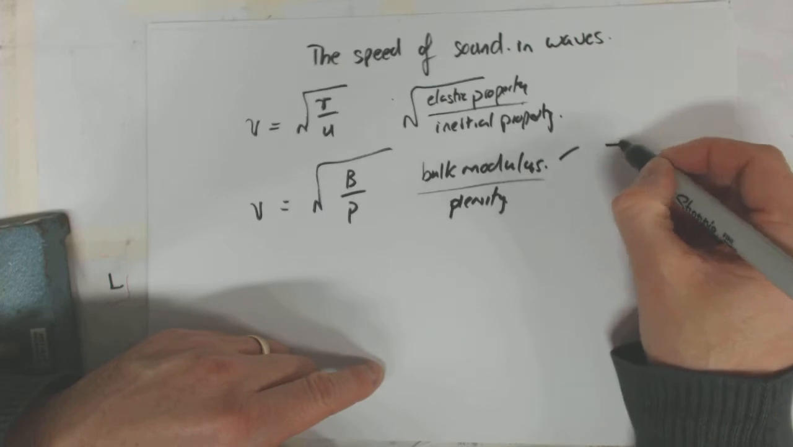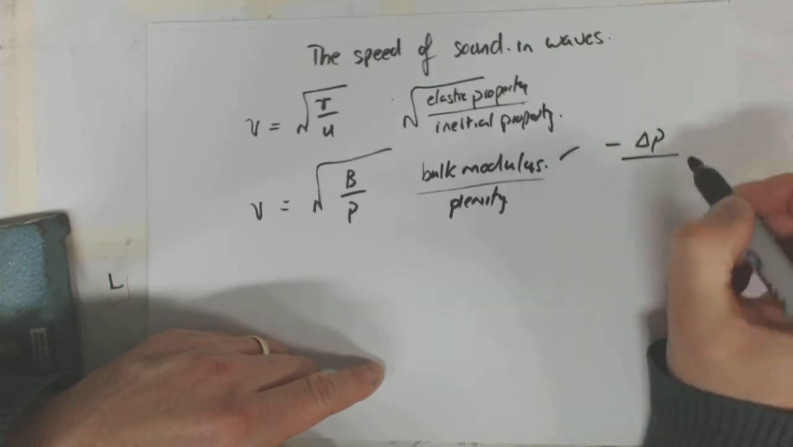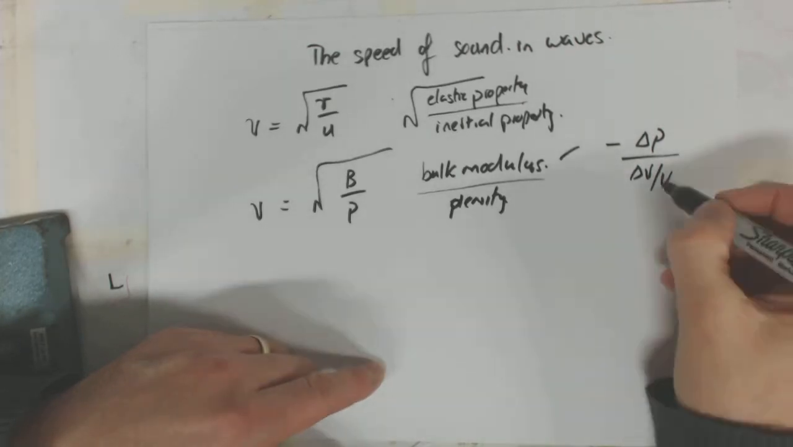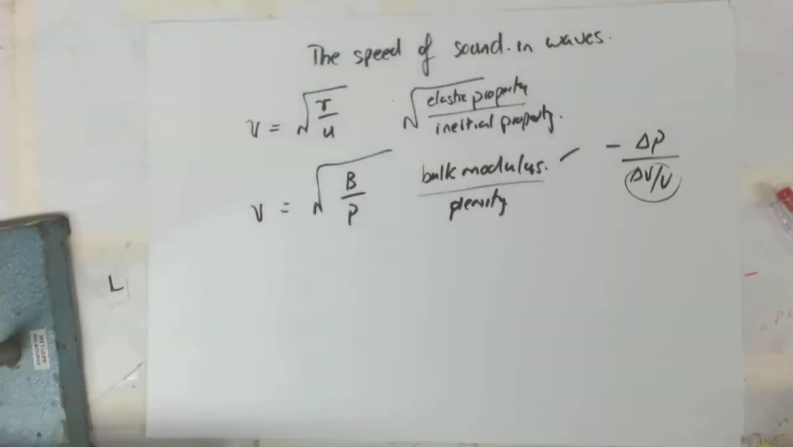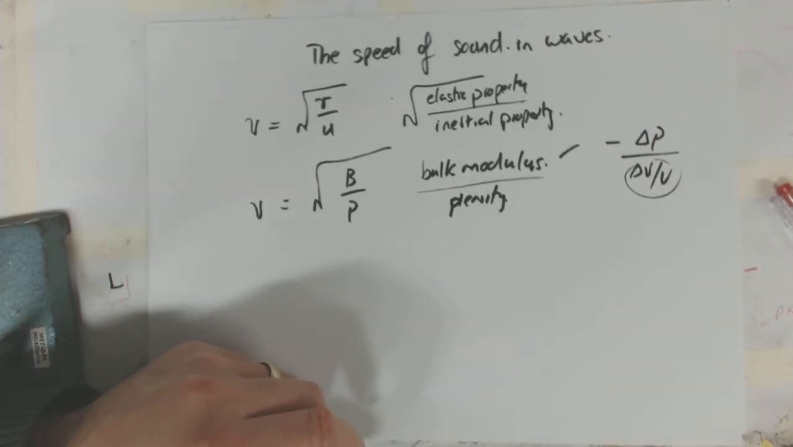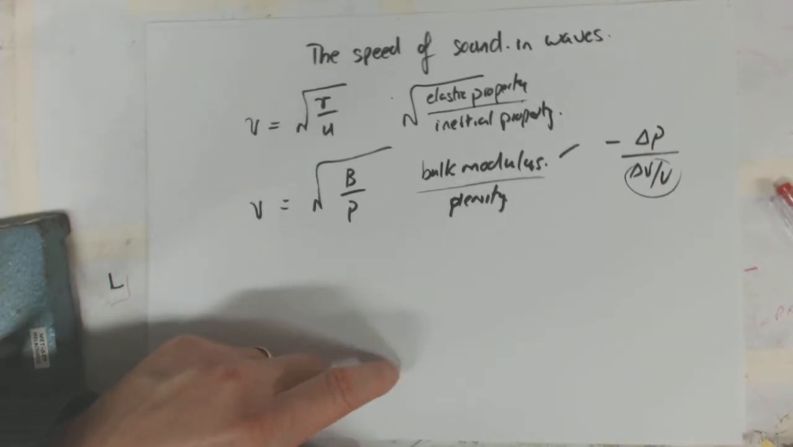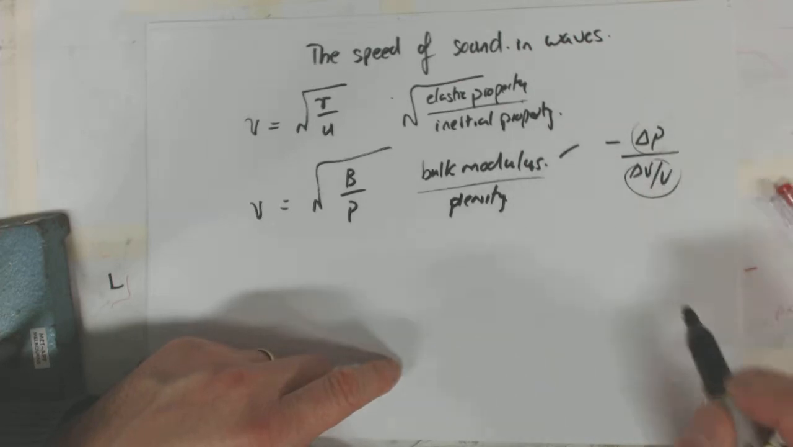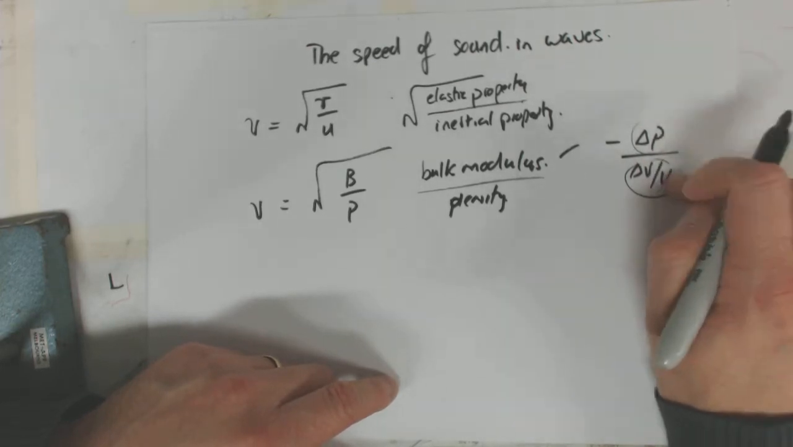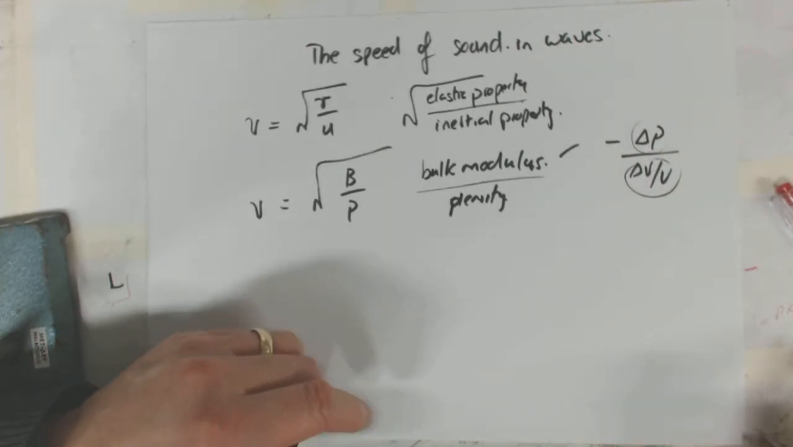But B has this formula which goes like this: negative delta P over delta V over V. Now, this bottom part of the formula is change in fractional volume. So delta V over V is the fractional change in volume produced by a change in pressure. So that's what bulk modulus is. So for the change in pressure, how much of a fraction of change in volume do you get?